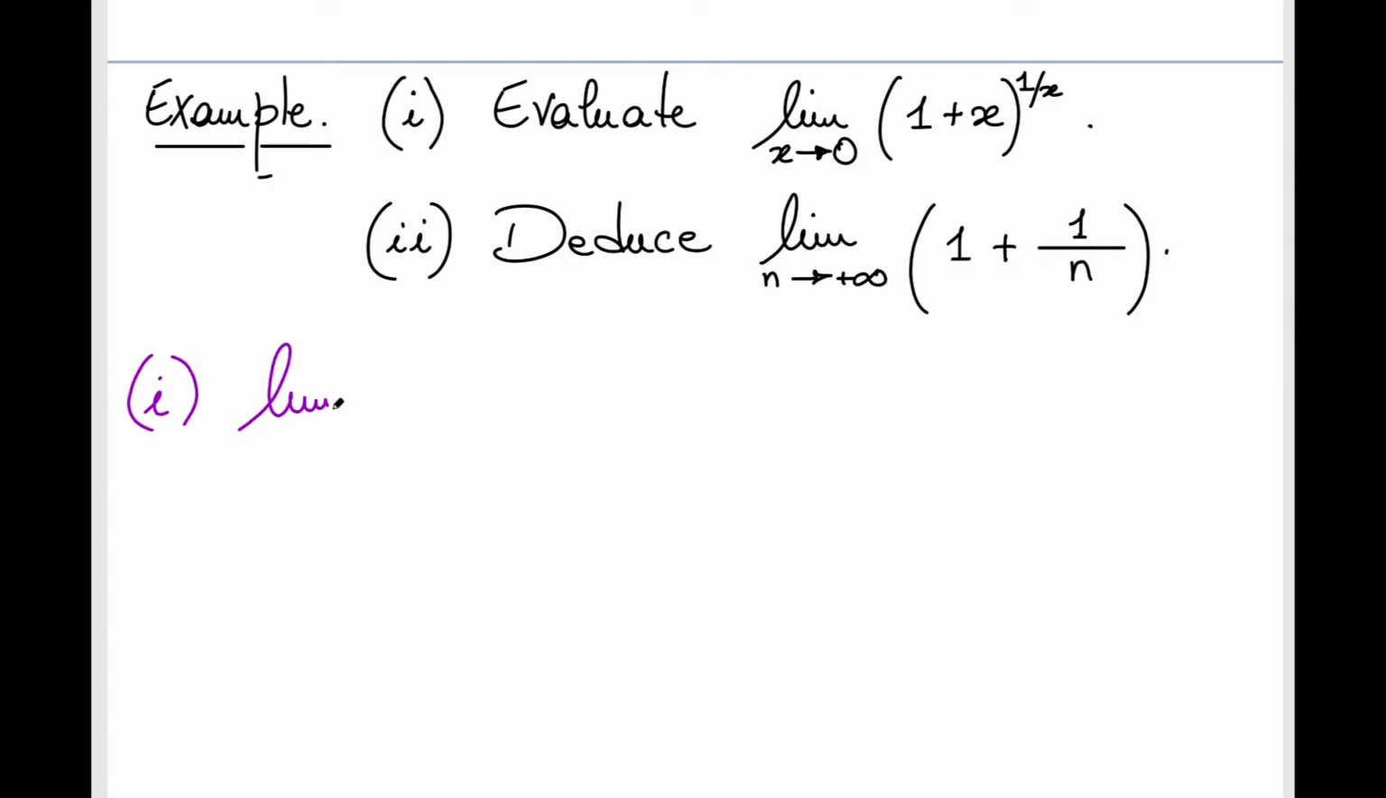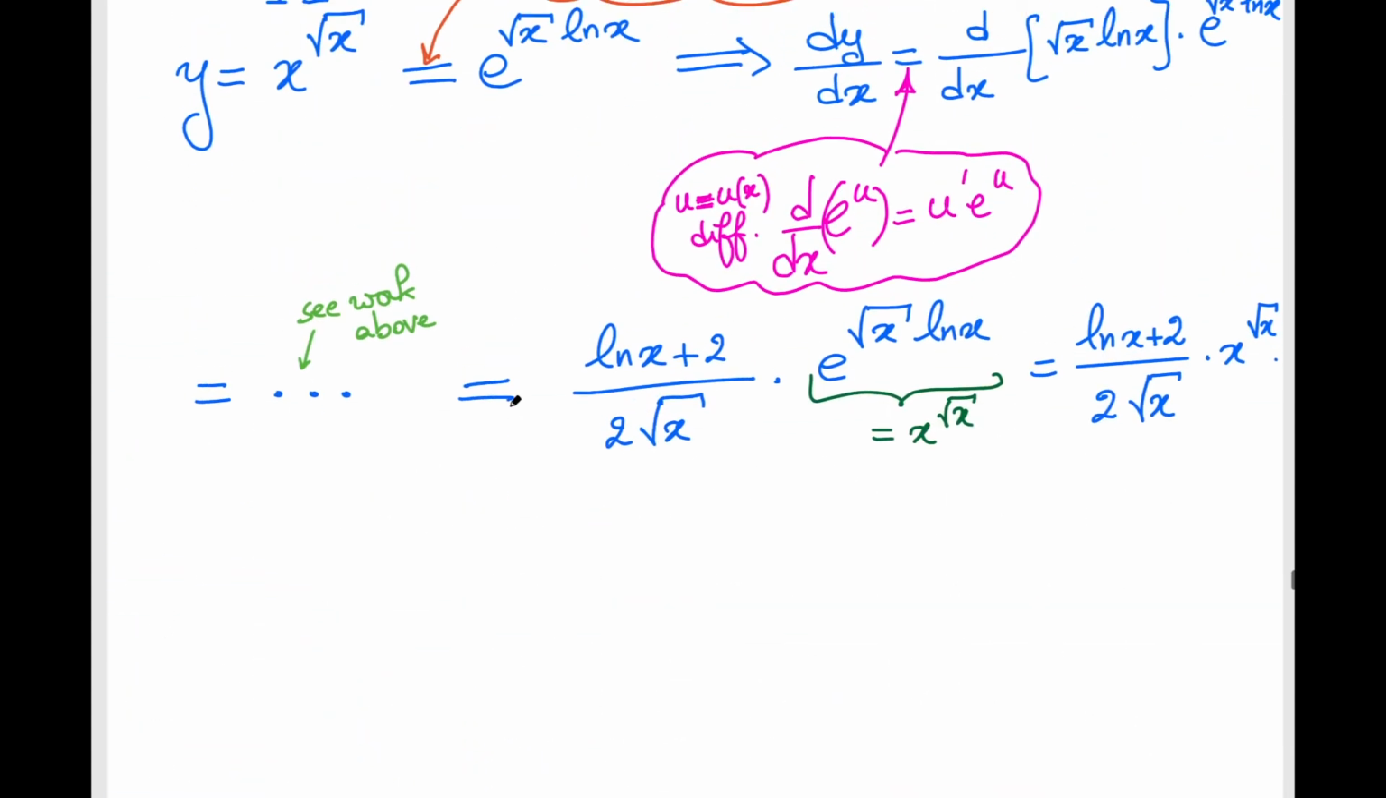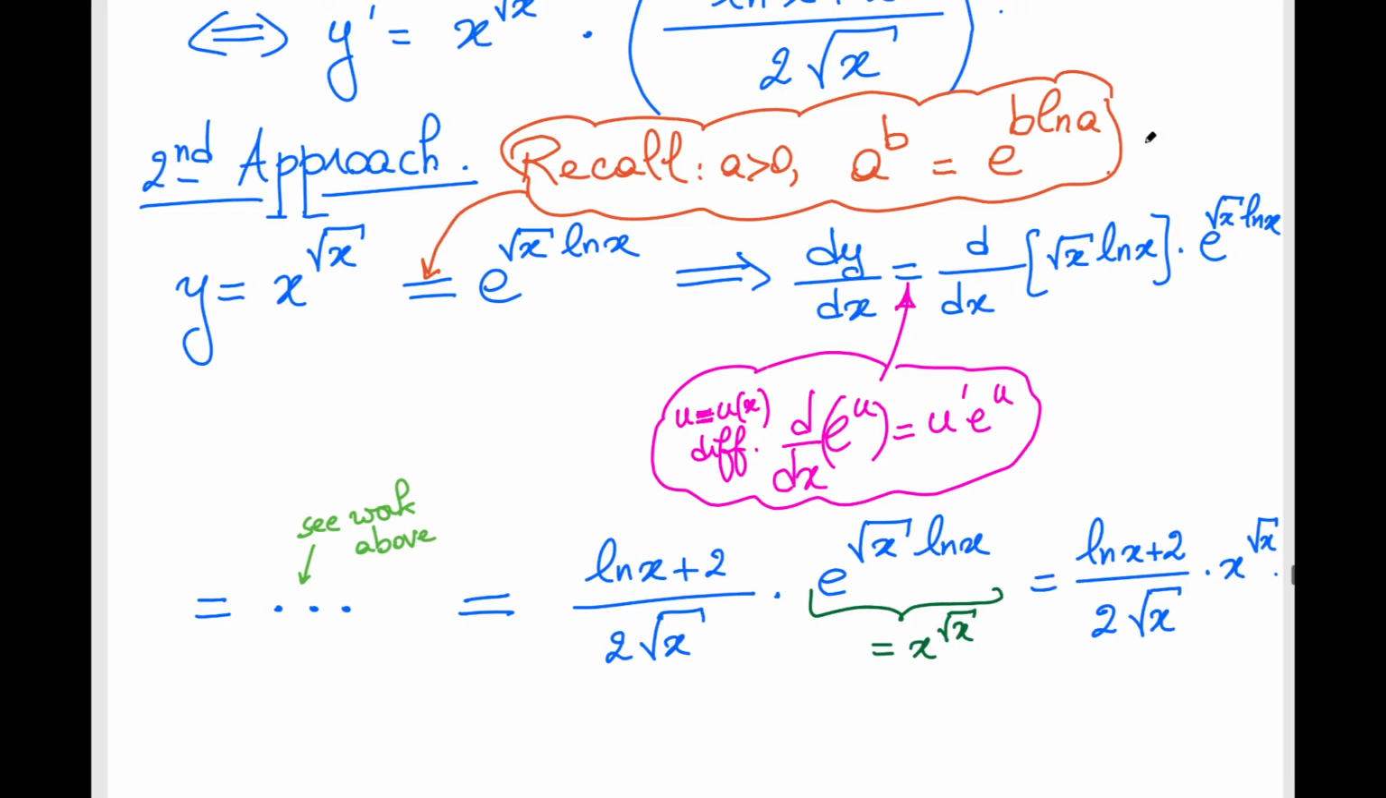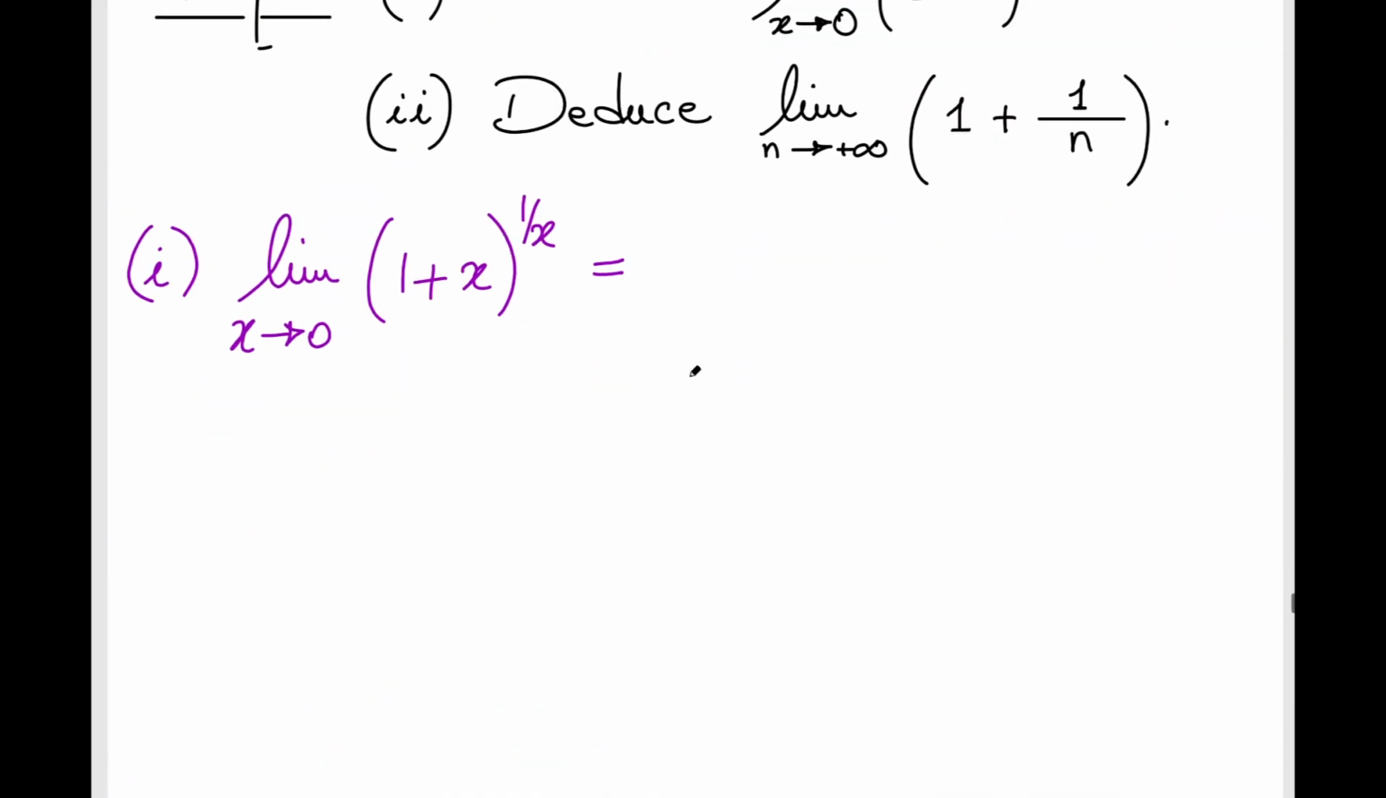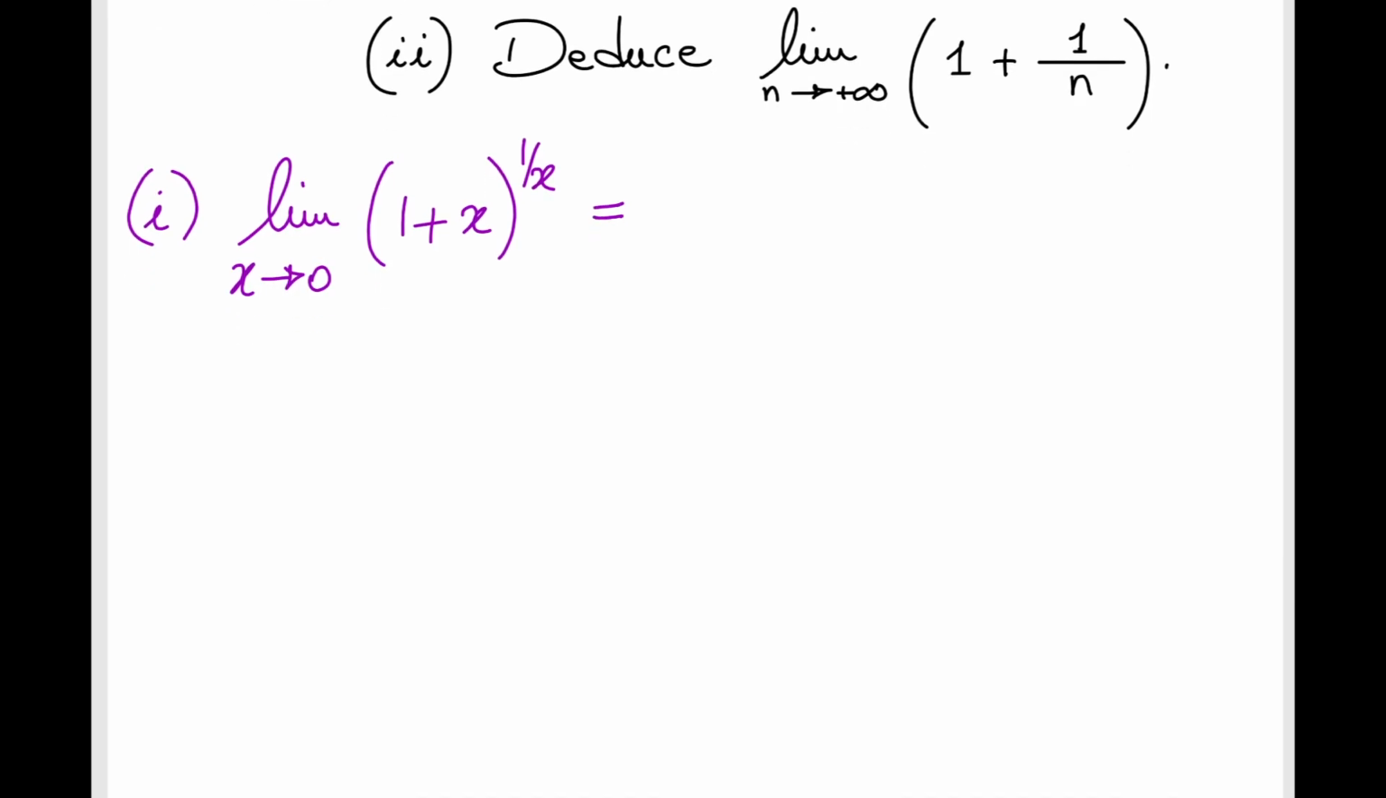We're gonna evaluate the limit as x goes to 0 of (1 plus x) to the power 1 over x. The way I'm gonna do it, I'm gonna think about this property. So this property, let's write it. If the base is positive, we know that a to the power b is equal to e to the power b ln of a. Right?